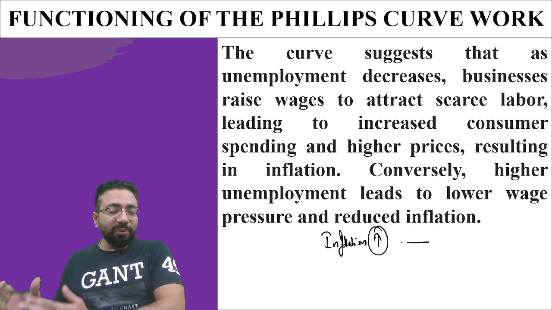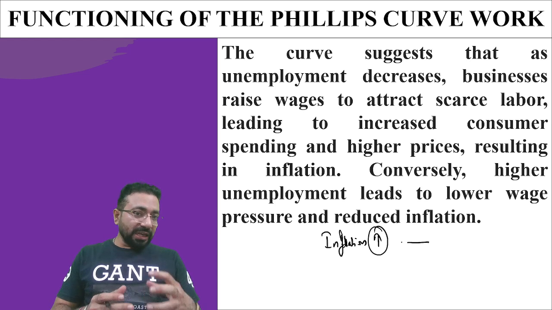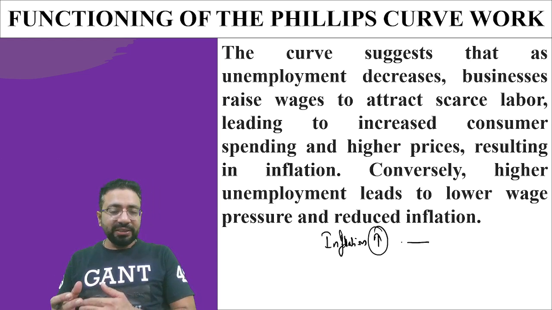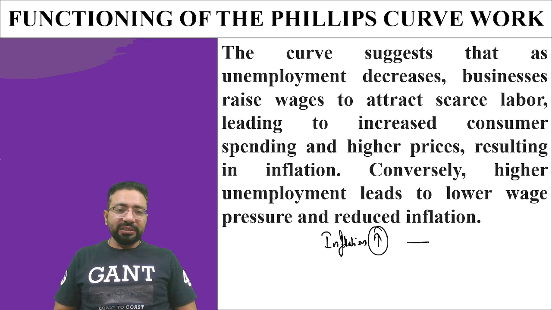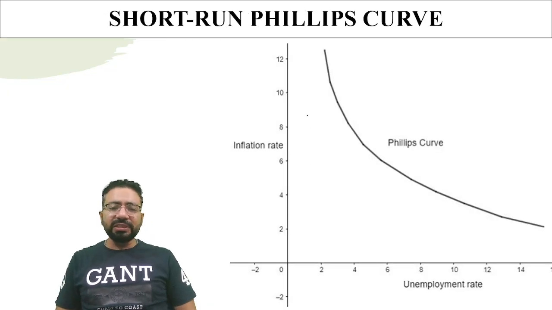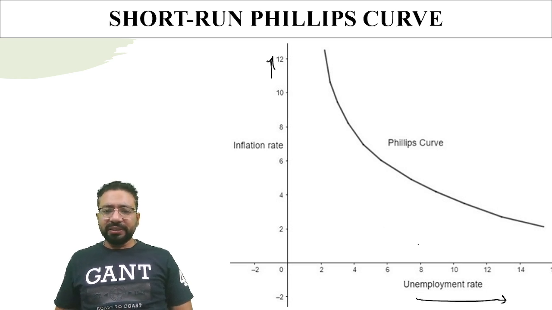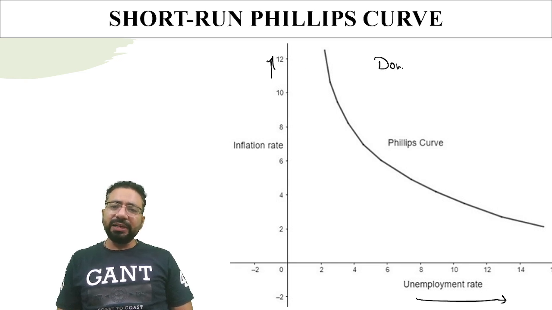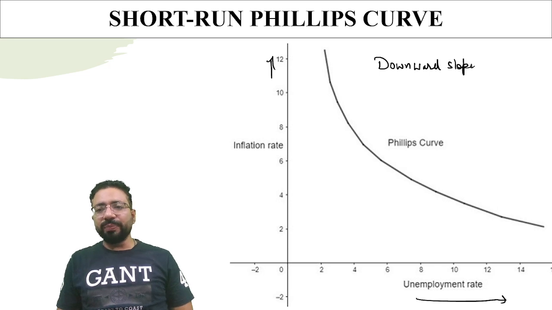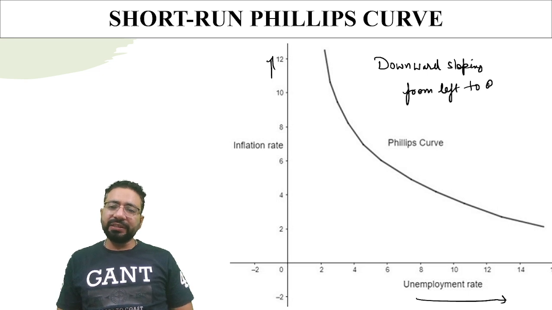On the other hand, if the unemployment is more, the people would have less amount to spend. That's how the price level will fall. It simply means, this is your Phillips curve. This is rate of inflation and this is unemployment rate. It is falling with the rise. So which kind of slope does it have? Downward sloping, from left to right. And which kind of slope does it have, concave or convex? It's convex.